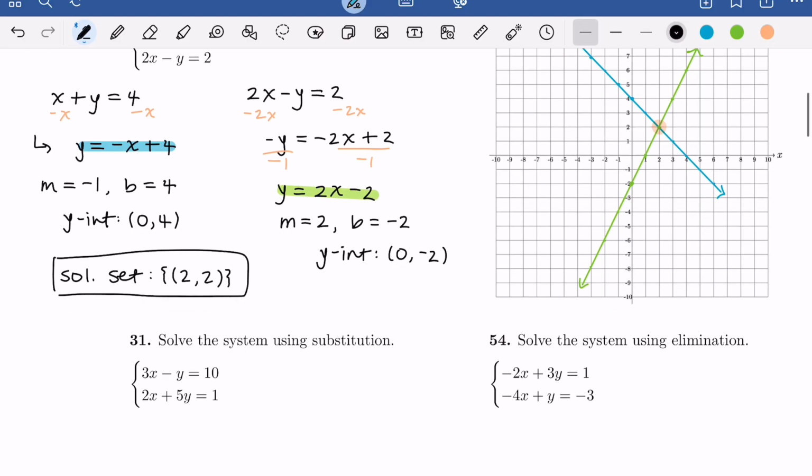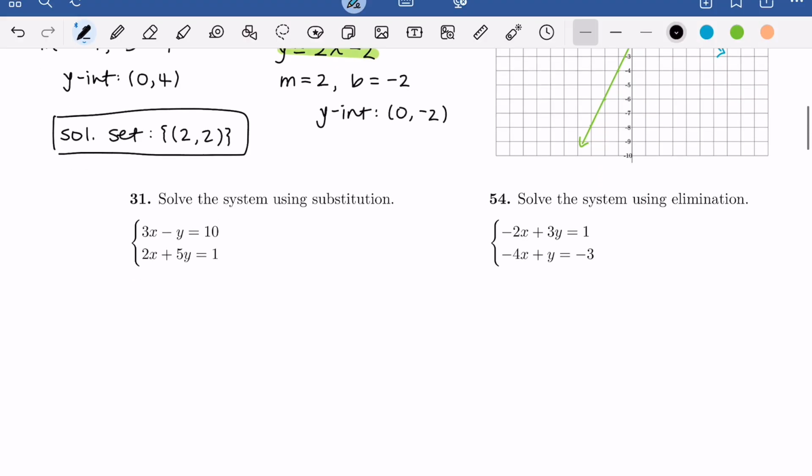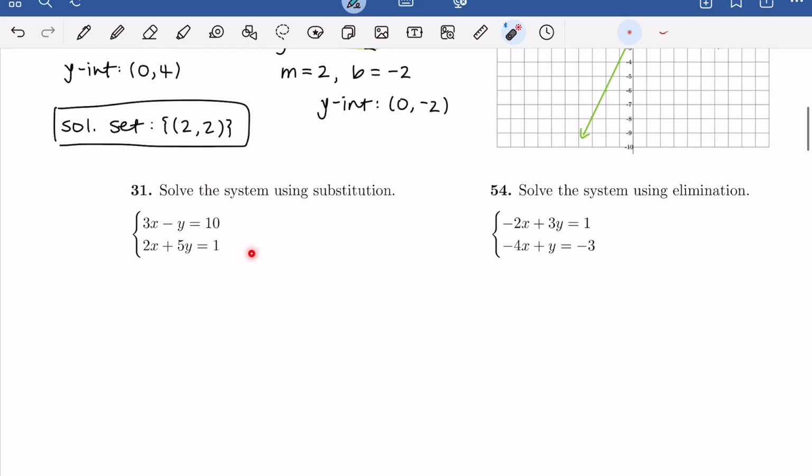All right, so for the next two examples, we want to solve both of these algebraically, and there's two different methods for doing so. The first method is substitution, and the second one is elimination. So for question 31 here, let's solve the system using substitution. Now, in order to do that, we want to get one of these variables completely alone from either one of these equations. But notice, let's look at this bottom equation here.